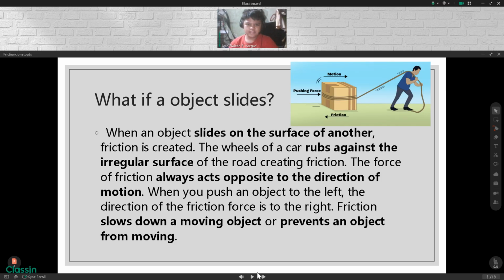What if an object slides? When an object slides on the surface of another, friction is created. The wheels of a car rub against the irregular surface of the road, creating friction. The force of friction is always opposite to the direction of motion. When you push an object to the left, the direction of the friction force is to the right. Friction slows down a moving object or prevents an object from moving.